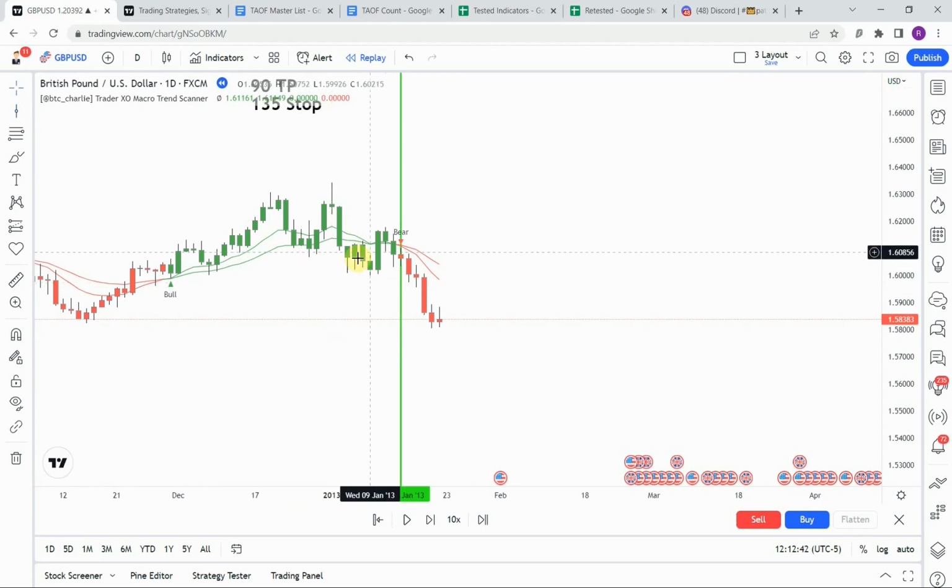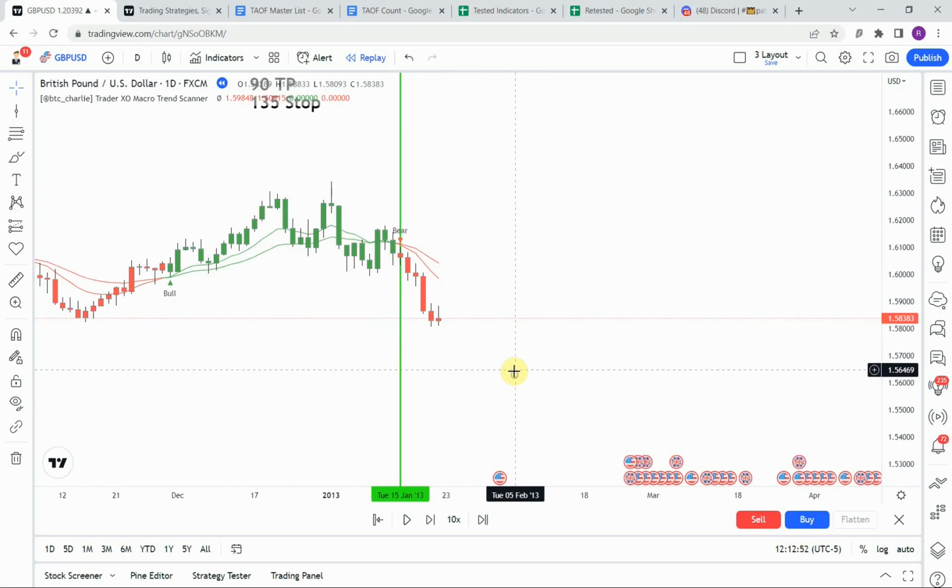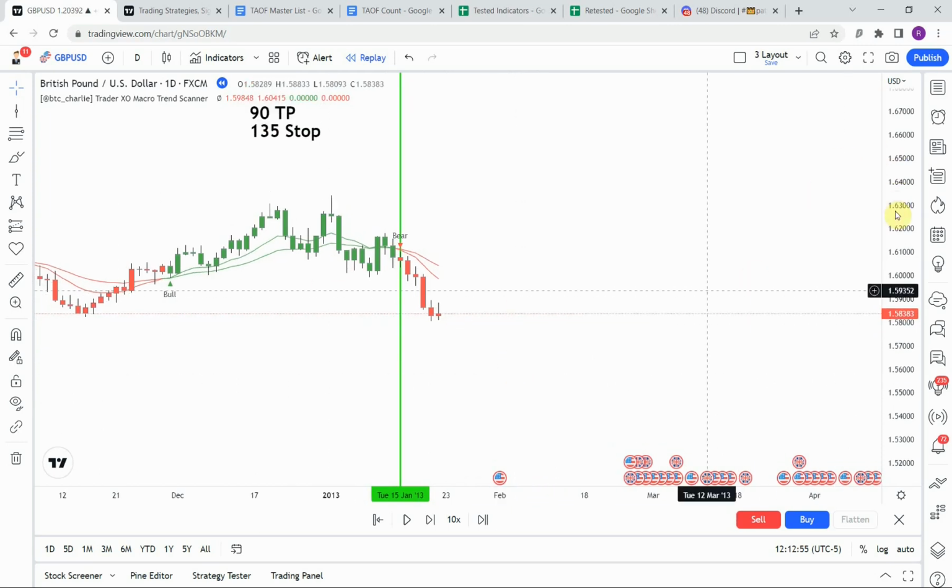All right, so the first signal that we pick up is going to be a short signal as we get that bear signal right there. And you can see that we get a pretty nice drop to the downside there. That got us to our take profit. Let's go ahead and continue on.